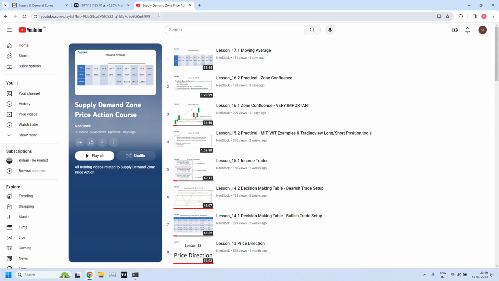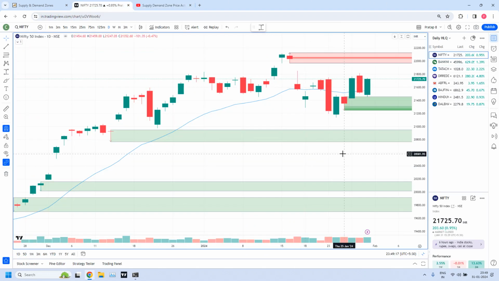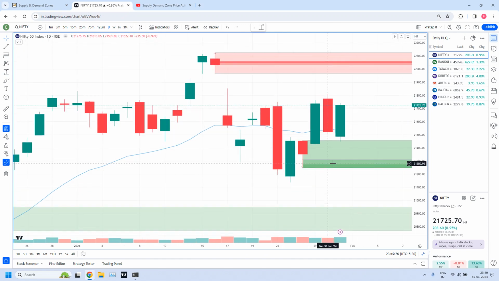Now let us get into our analysis discussion related to high liquidity zones. Even before that, look into Nifty. See the volatility in the market for the last few days. Market is going up, market is going down, again market is going up.